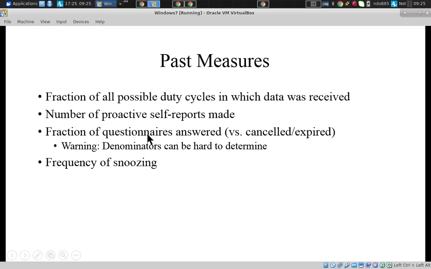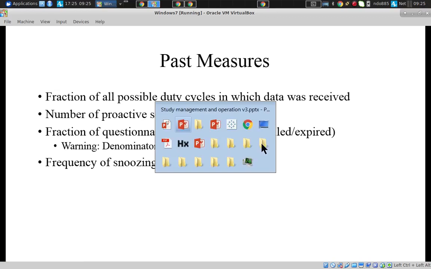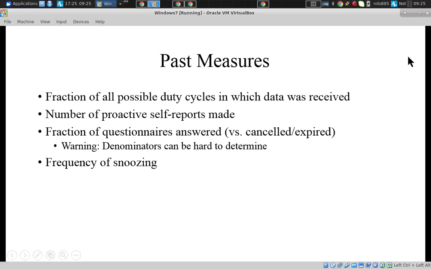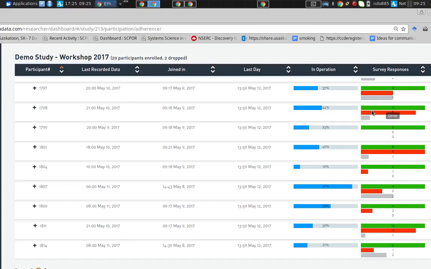Another measure is the fraction of questionnaires answered versus canceled versus expired. There used to be a way on the site that it would actually have a crosstab listing the fraction of different questionnaires that were answered. We removed it because we are still working on it. There are some features that might be rolled out that would give a higher level overview of this in a crosstab sort of way.